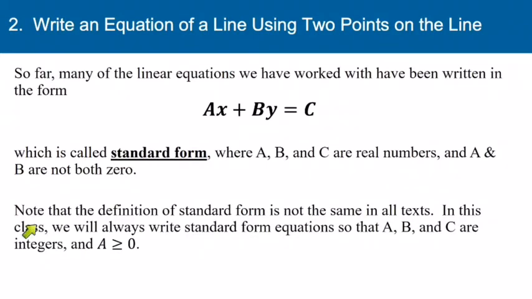Now your book points out, and I also want to call your attention to the fact that the definition of standard form is not exactly the same in all texts. They all have this in common, but they don't always have the next thing that I'm going to tell you, which is in this textbook, we will always write standard form equations so that the a, the b, and the c are all integers. In other words, they're not allowed to be fractions or decimals. They all have to be integers. And the a not only has to be an integer, but it also has to be positive. So basically, it has to be a whole number. It has to be 0 or more. Can't be negative, and it can't be a fraction.